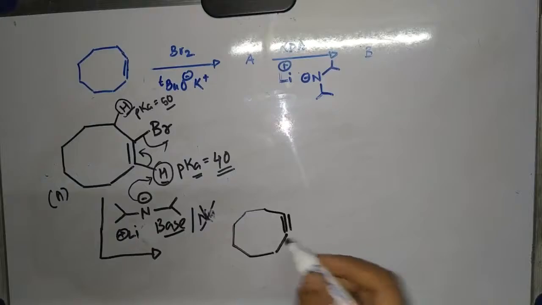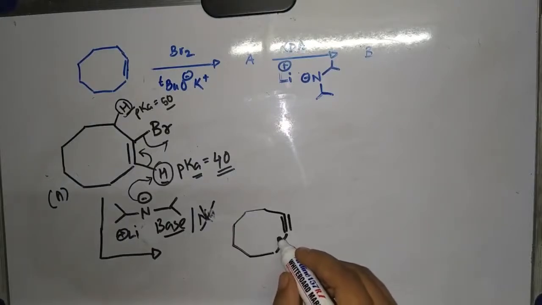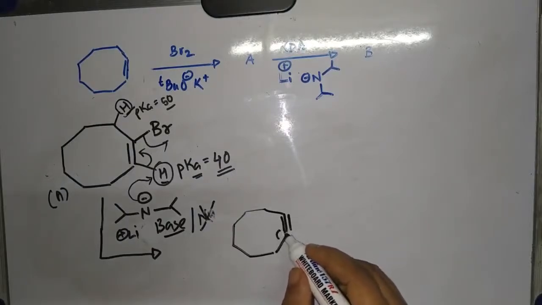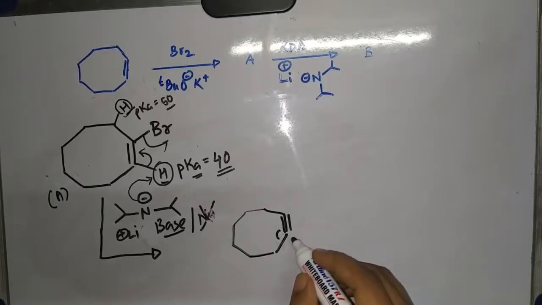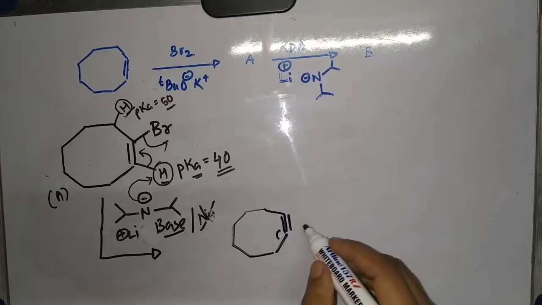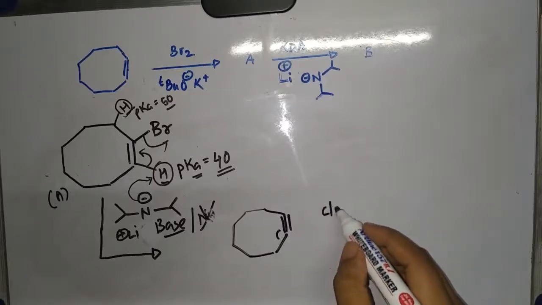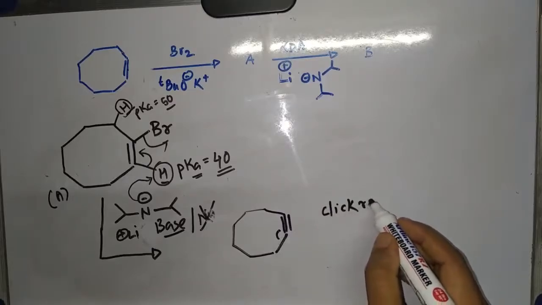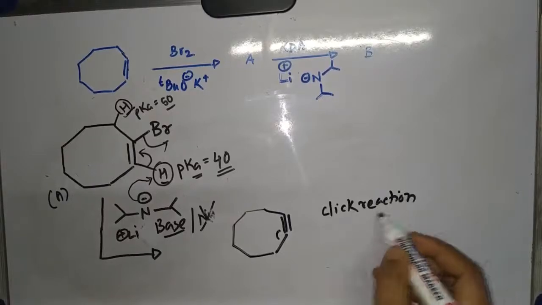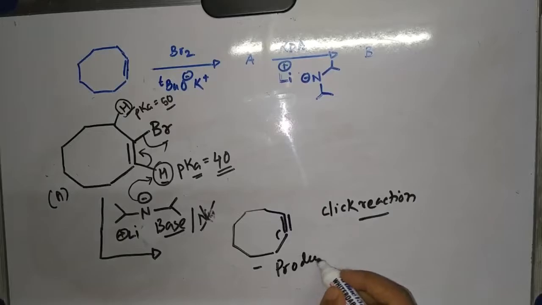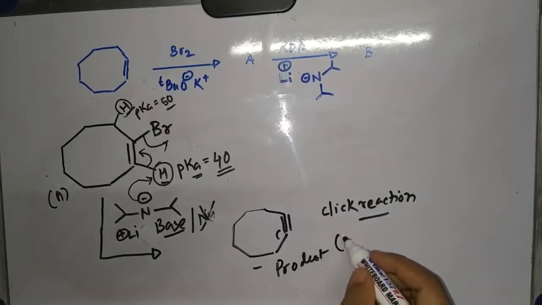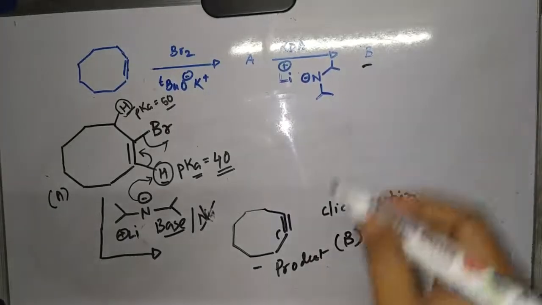So this is a final product, and it is not so stable because of the angle strain. We know this bond angle should be 180, but there will be a slight bend in the bond angle. So therefore this is not so stable, and it can easily perform a click reaction. Okay, click reaction. I will discuss this click reaction later. So guys, this is the final product we will get, and this is the structure of B.